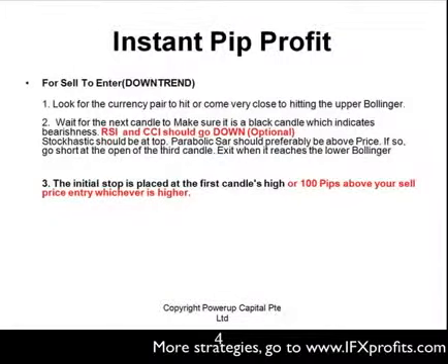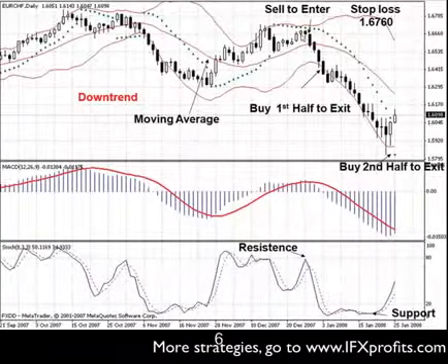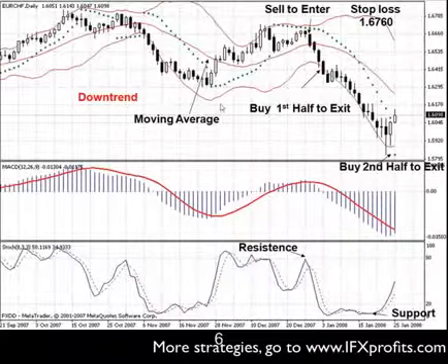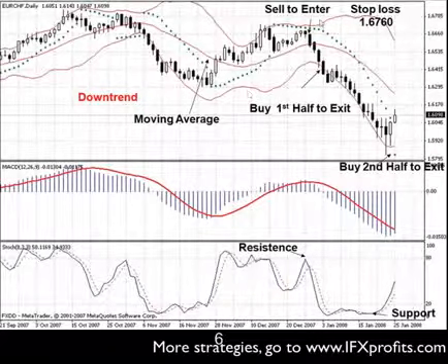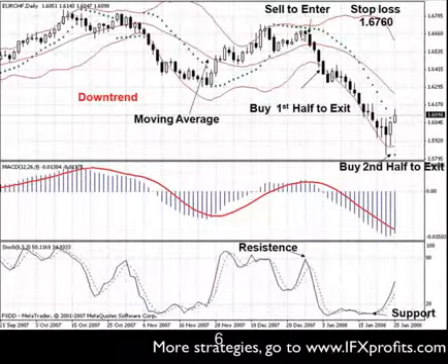Okay, now let's look at the sell to enter for the downtrend. So again, this time you want to make sure the currency pair has hit or come very close to hitting the upper Bollinger. So in this case over here, the candlestick is here on top of the Bollinger. The line above this is the upper Bollinger. The line below over here is the lower Bollinger. So the currency has hit, or come very close to hitting, the upper Bollinger, this white candle.